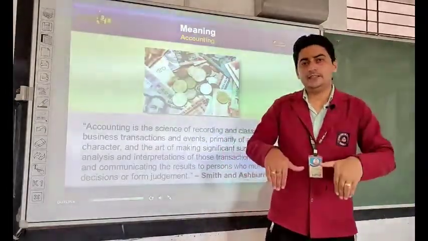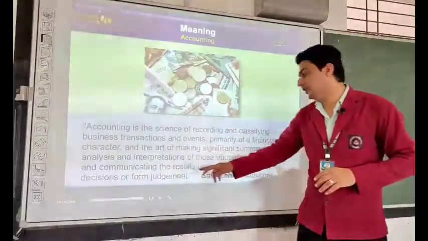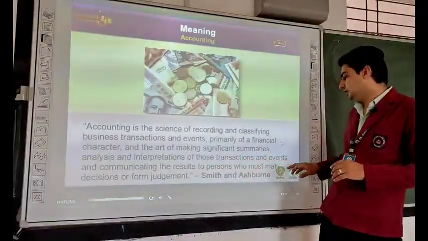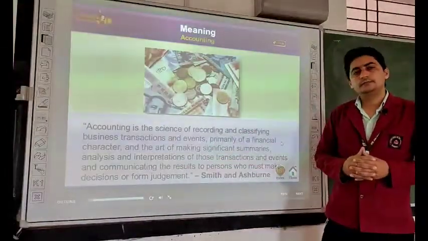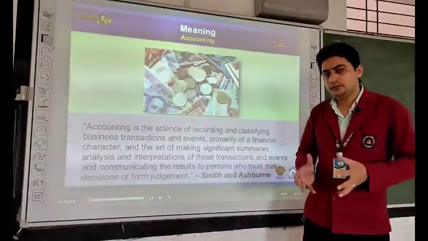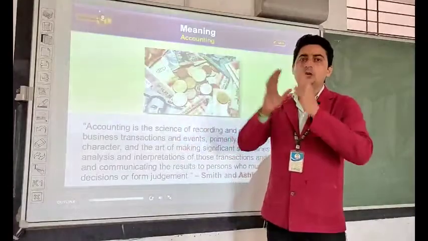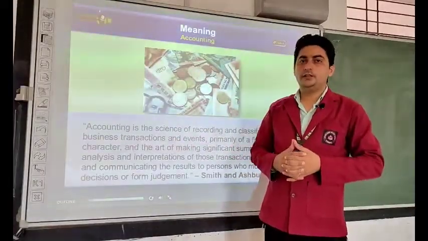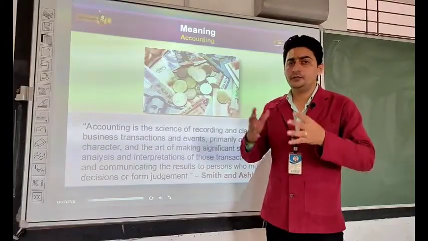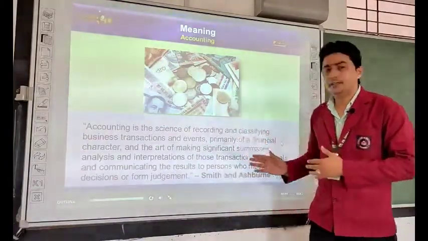And after analyzing it, you have to communicate the result to the person who must make decisions or form judgments. So afterwards you have to give this information to the person who wants to take decisions, or who is eligible to take decisions and judgments in your firm. So this was the second definition.